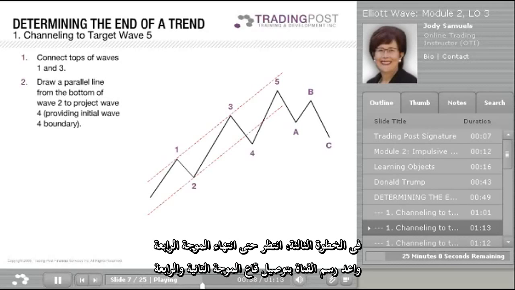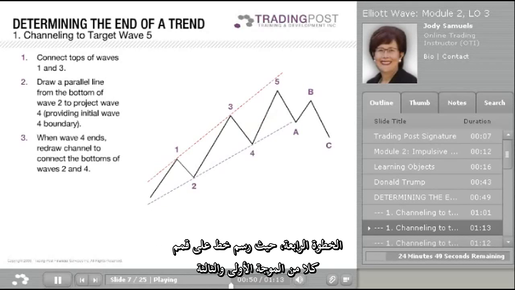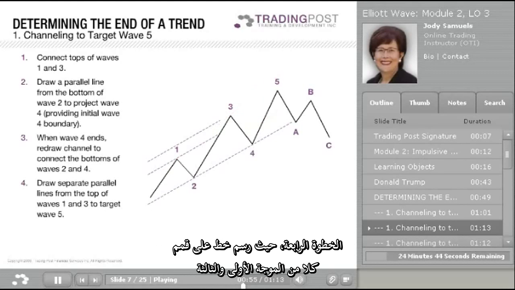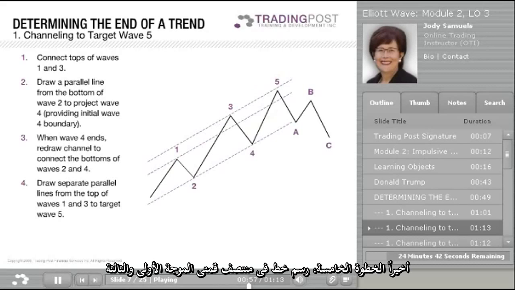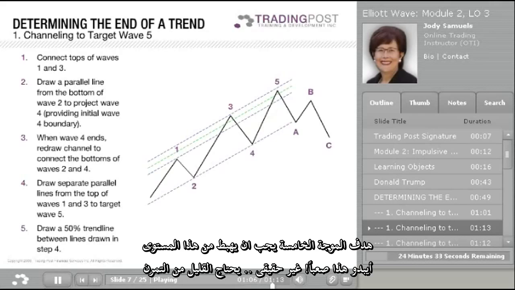At this point, for step 3, wait until wave 4 is complete and redraw the channel, starting by connecting the bottoms of waves 2 and 4. Step 4 is to draw a parallel line off the tops of each of waves 3 and 1, as before. Finally, step 5 is to draw the parallel line halfway between the lines off waves 1 and 3. The wave 5 target should fall within this range. Sound complicated? It isn't really. It just takes practice.